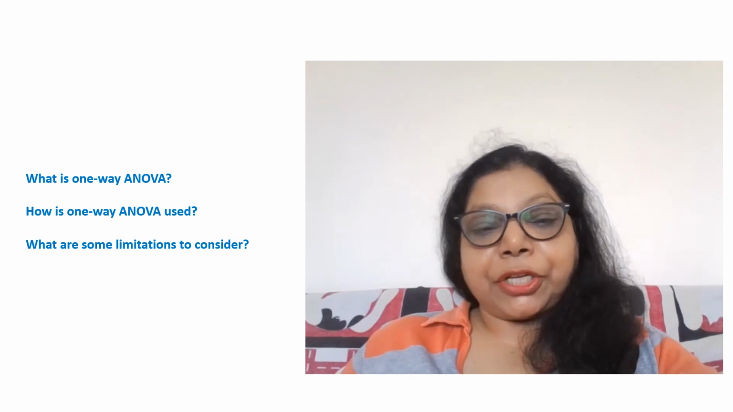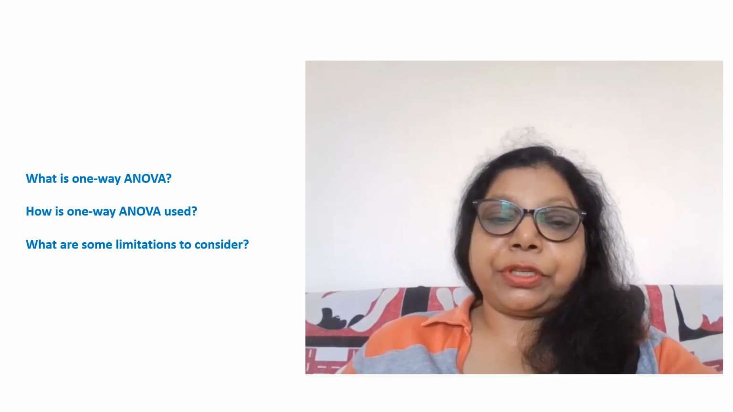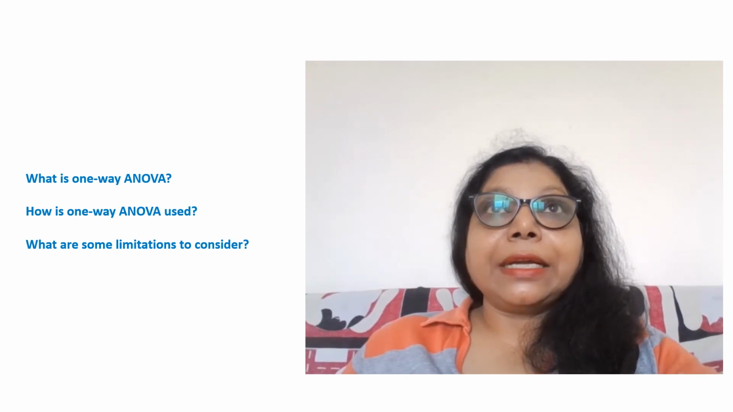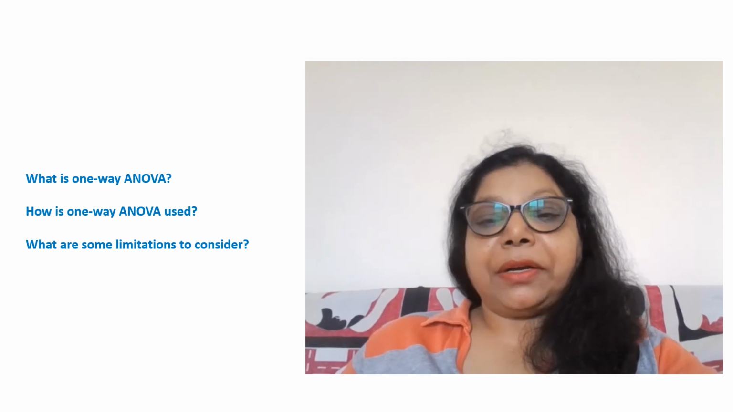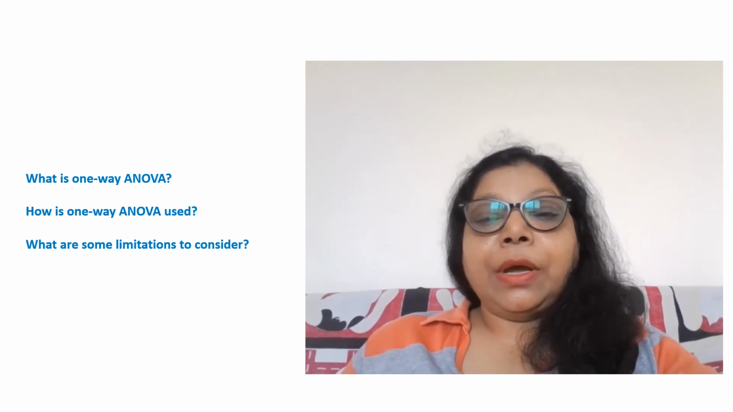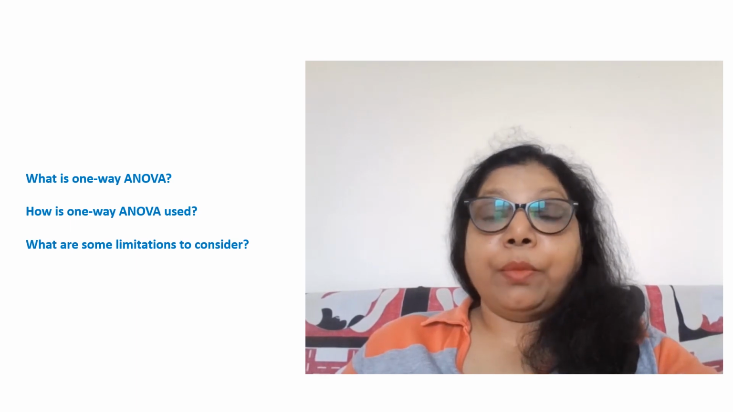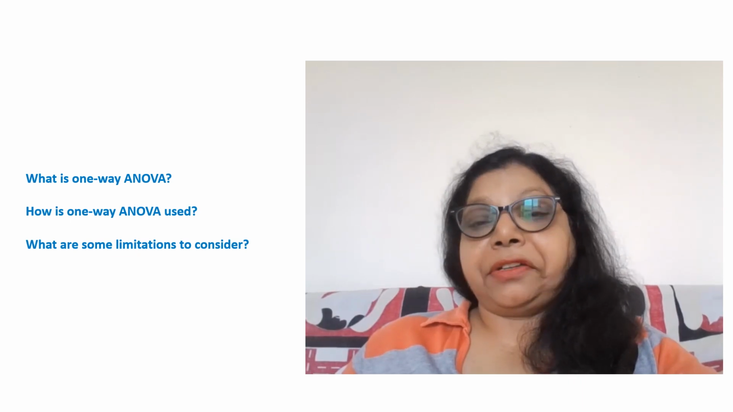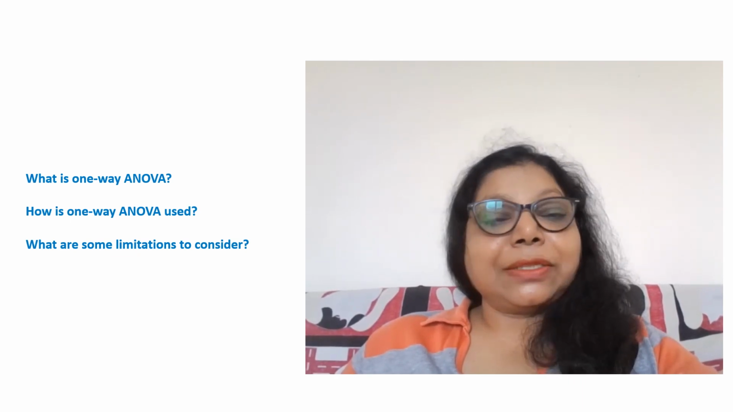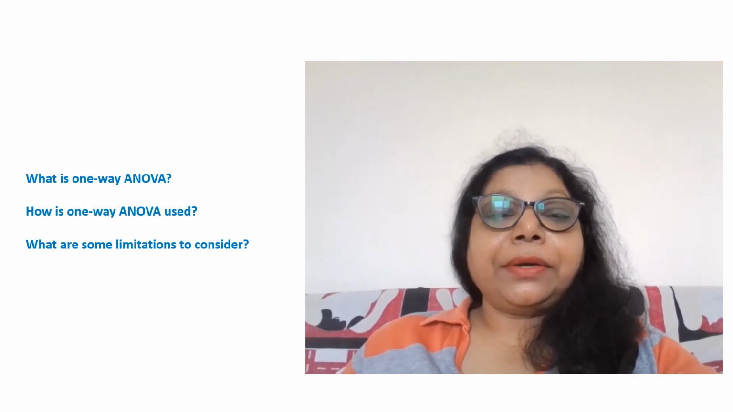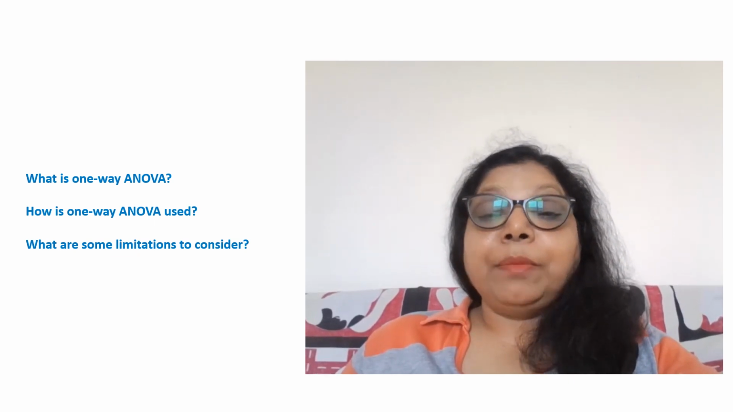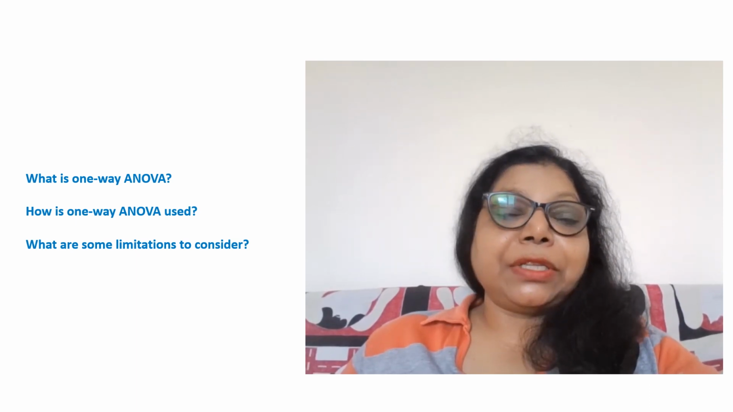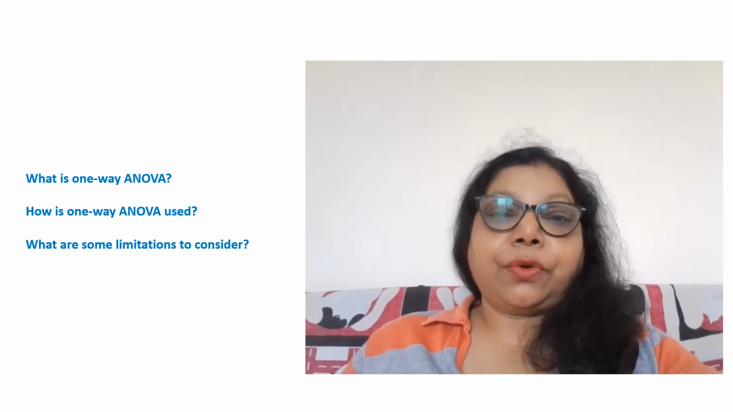Now let's consider some limitations of this test before we proceed. One-way ANOVA can only be used when investigating a single factor and a single dependent variable. So this is one limitation. When comparing the means of three or more groups, it can tell us if at least one pair of means is significantly different, but it can't tell us which pair. Also, it requires that the dependent variable be normally distributed in each of the groups and that the variability within the groups is similar across the groups.